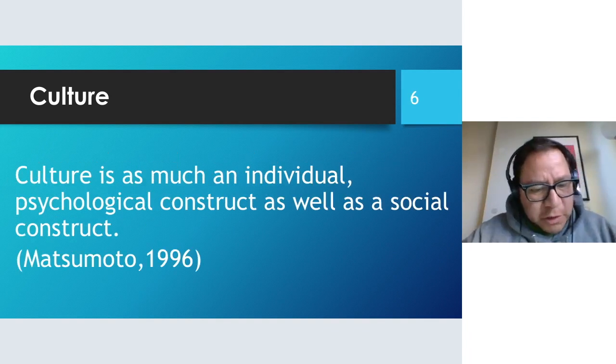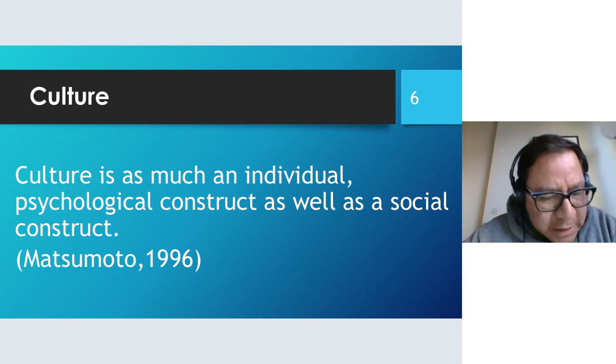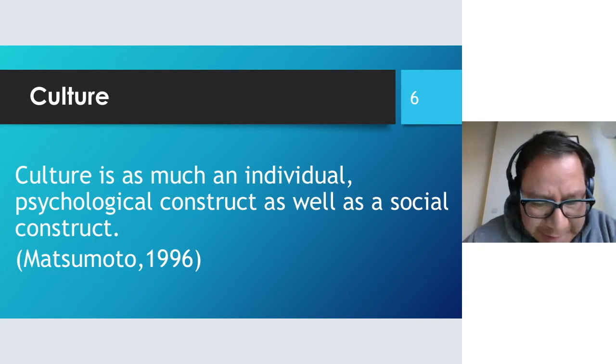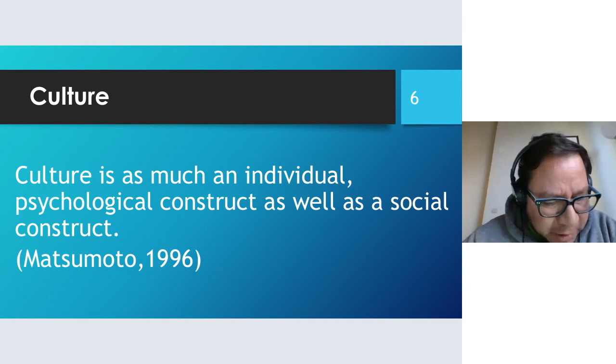Matsumoto also talks about how culture is as much an individual psychological construct as it is a social construct. To some extent, culture exists in each and every one of us individually as much as it exists as a global social construct. Individual differences in culture can be observed among people in the degree to which they adopt and engage in the attitudes, values, beliefs, and behaviors that, by consensus, constitute their culture.